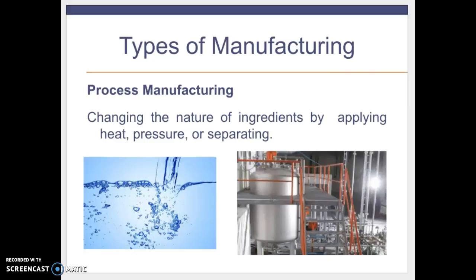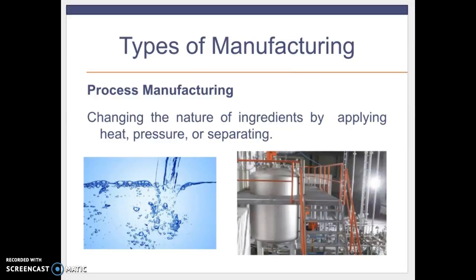The next type of manufacturing we'll speak about is process manufacturing. This is the production of goods that are typically produced in bulk quantities, as opposed to discrete and countable units. The production process of goods usually involves changing the nature of the ingredients by applying heat or pressure, mixing or separating, or having chemical reactions.